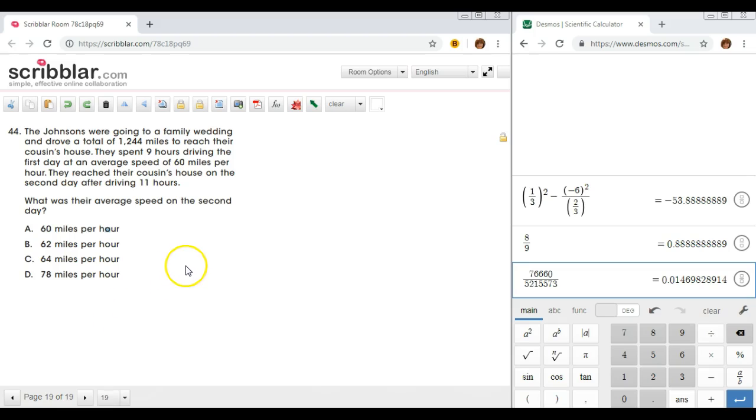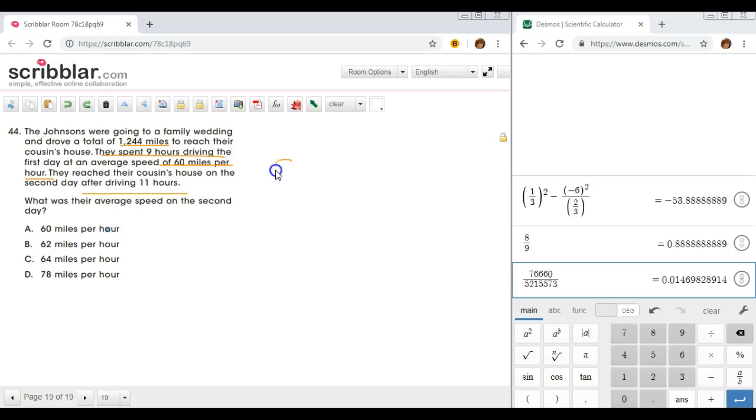And last problem, the Johnsons were going to a family wedding and drove a total of 1,244 miles to reach their cousin's house. They spent 9 hours driving the first day at an average speed of 60 miles per hour. They reached their cousin's house on the second day after driving 11 hours. What was their average speed on the second day?